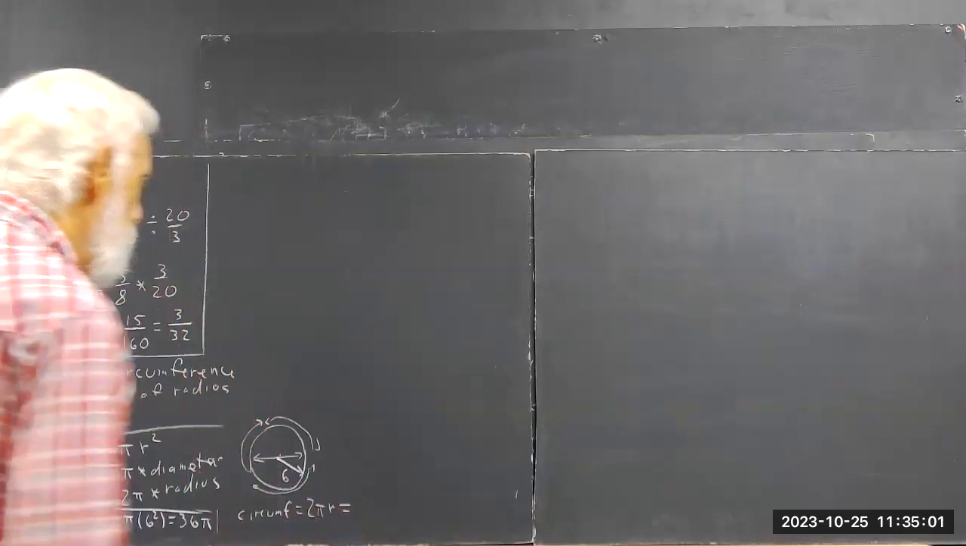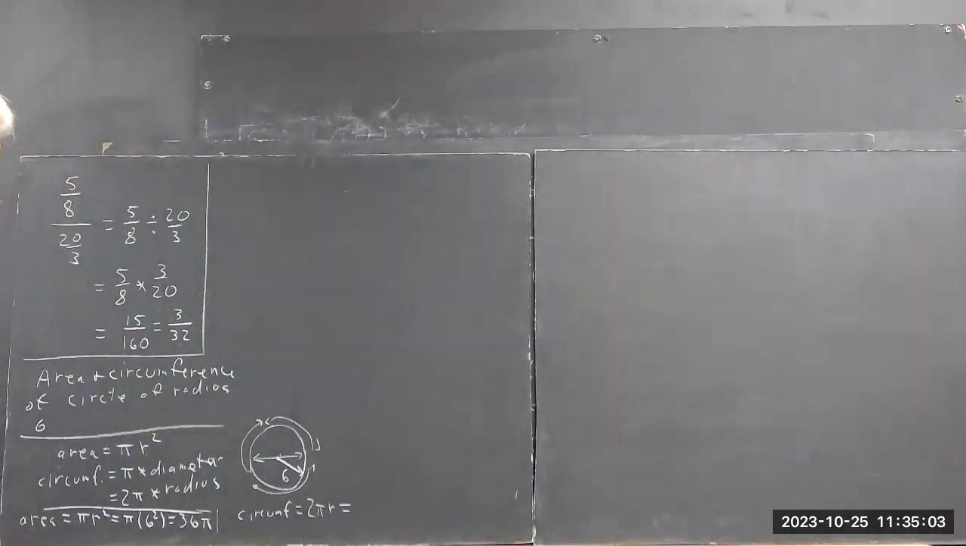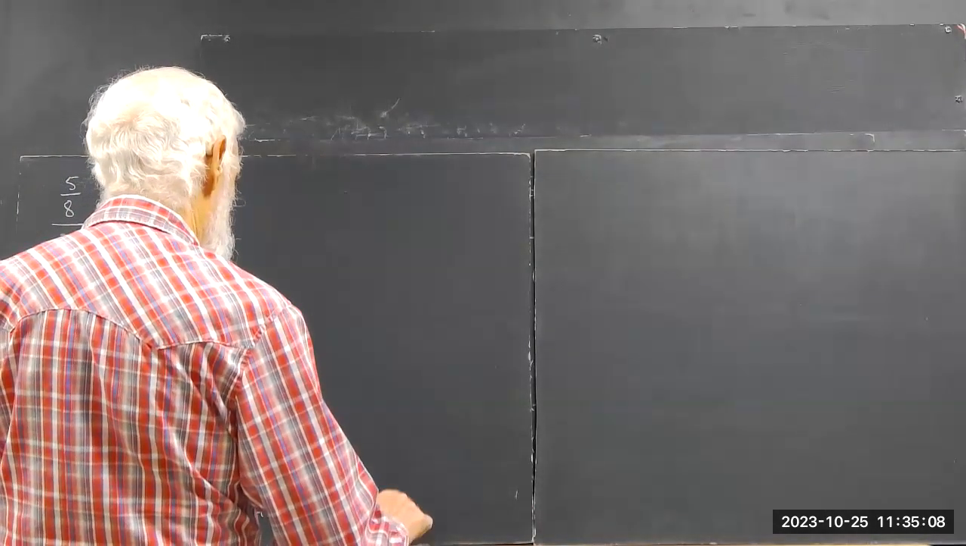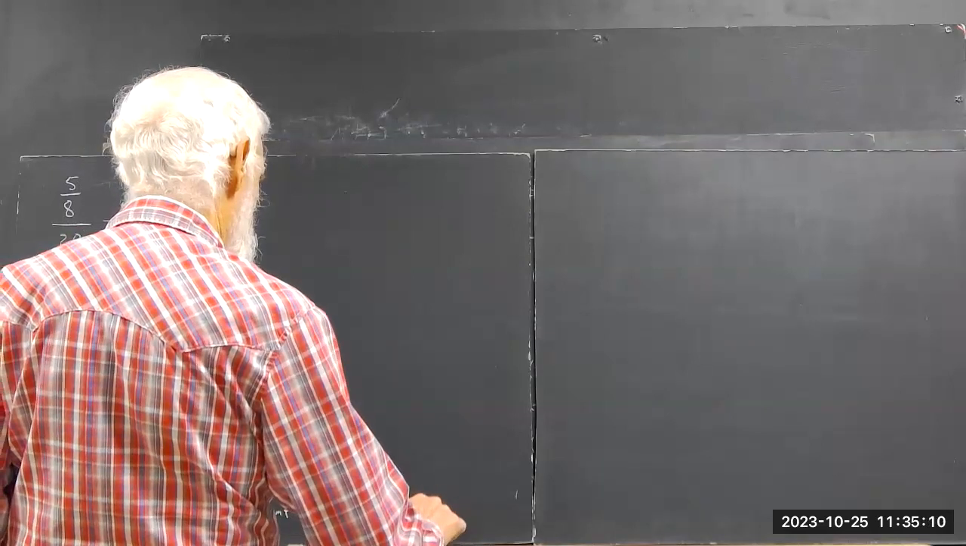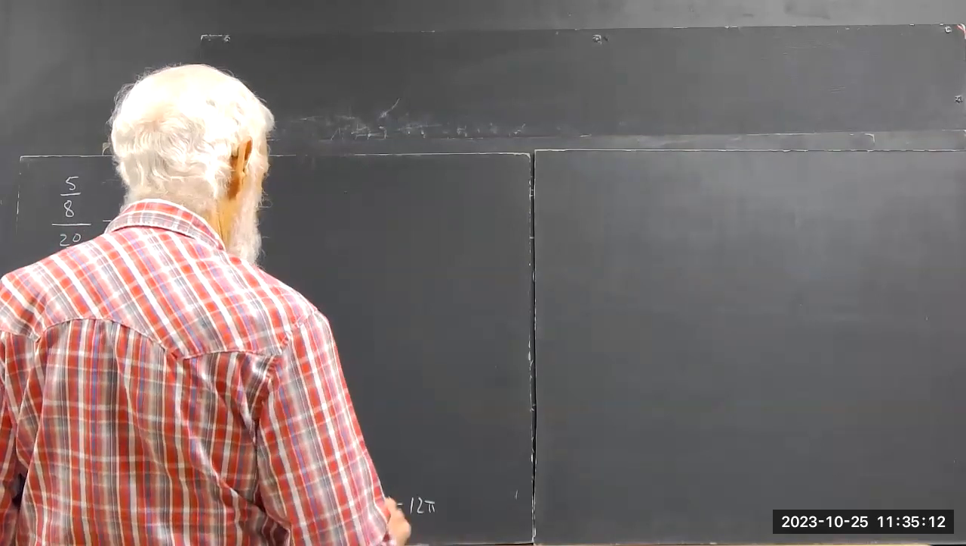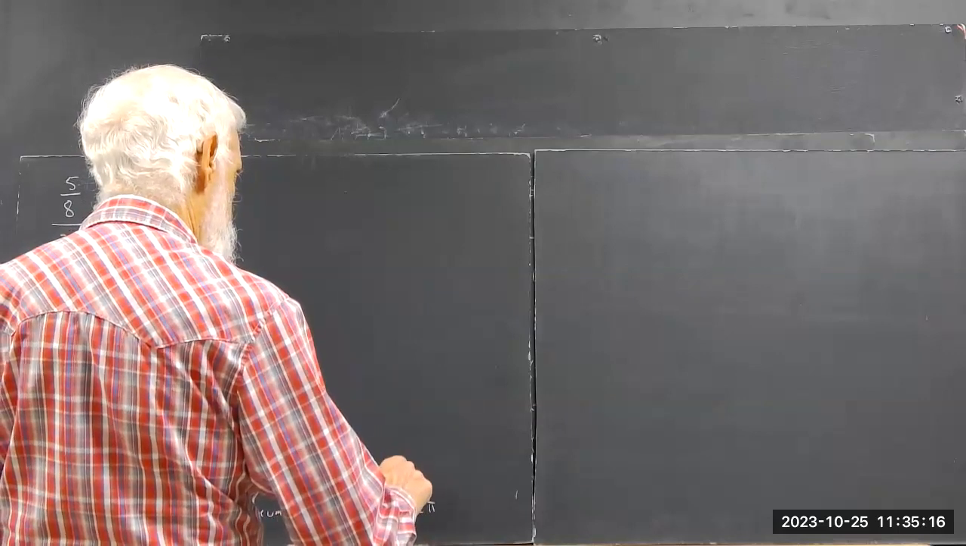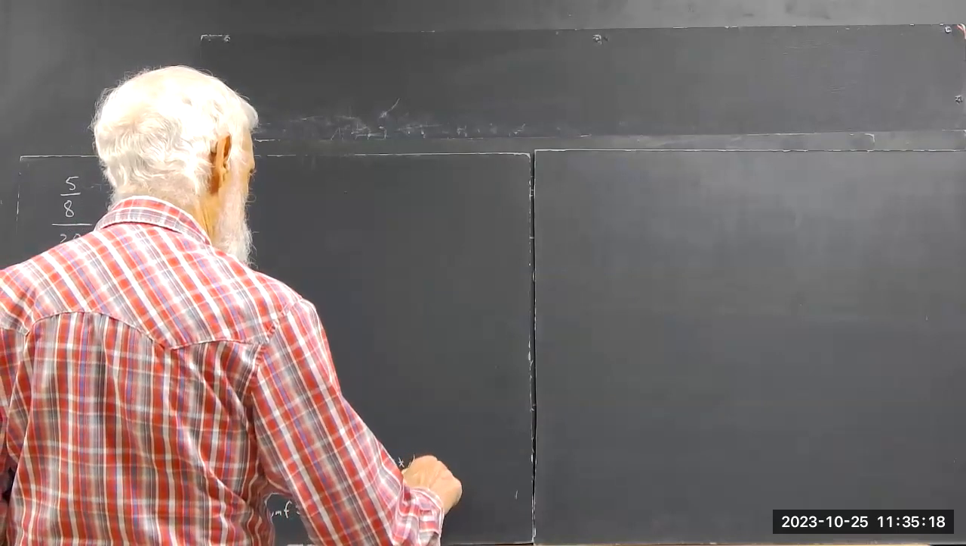I'll use 2 pi r for the circumference. And that's going to be 2 pi times 6, which is 12 pi. And that's just pi times the diameter. Okay.